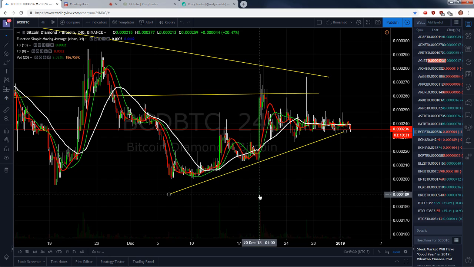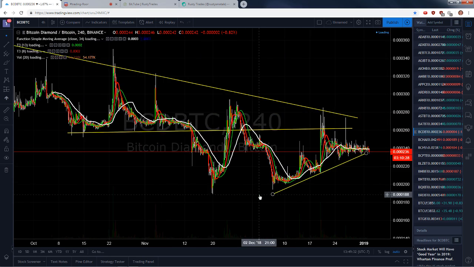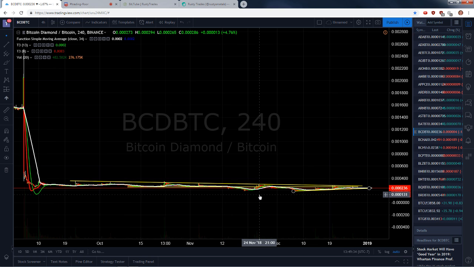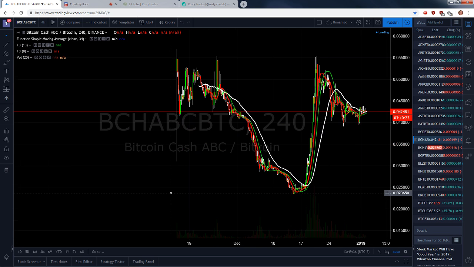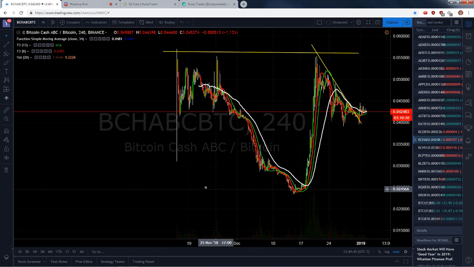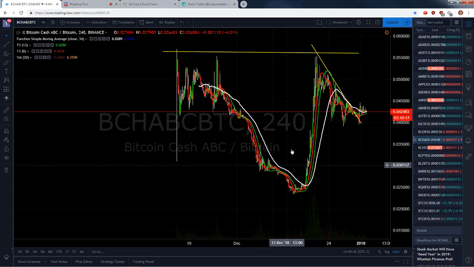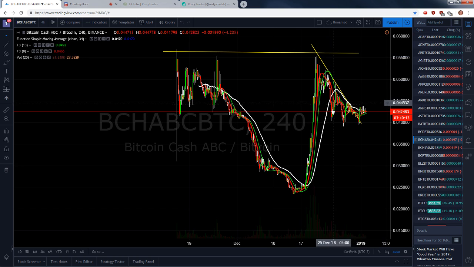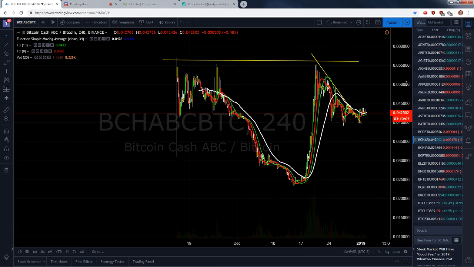And watch those whipsaws as it breaks on through the other side. BCD, not sure if this is going to break down or hold. Anything could happen. Bitcoin Cash, ABC, little spin-off. Left shoulder, head, right shoulder. Popped across. Look for the consolidation and then a continuation.